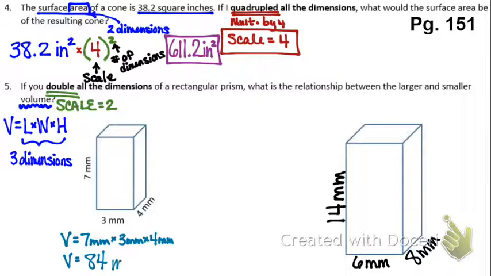Millimeters cubed. Why cubed? Because we're multiplying it by itself 3 times, right? So just like 5 times 5 times 5 would be 5 cubed. X times x times x would be x cubed. Millimeters times millimeters times millimeters gives me millimeters cubed. Beautiful.